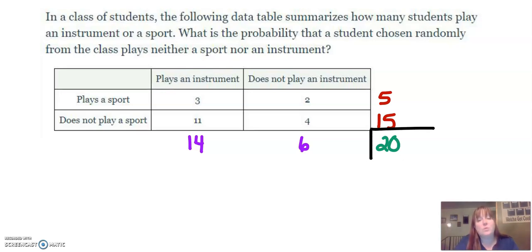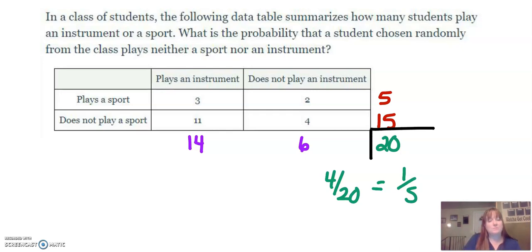We're looking for the probability that a student chosen randomly from the class doesn't play a sport or an instrument. That's only the people in this box. We're not looking at the total who don't play an instrument, and we're not looking at the total who don't play a sport. We're looking at only the people who don't do either, which is this 4. So that would be 4 out of 20, or 1/5. If I picked someone randomly, I'd have a 1 in 5 chance of picking someone who played neither.